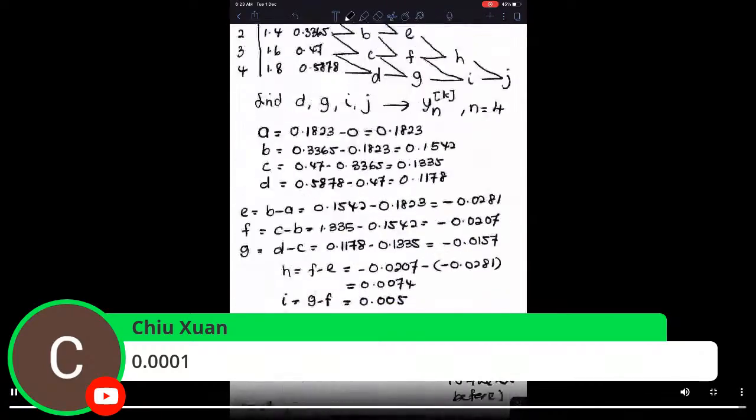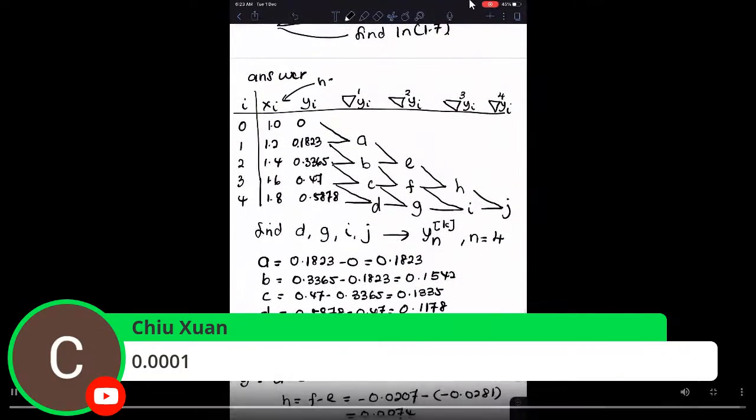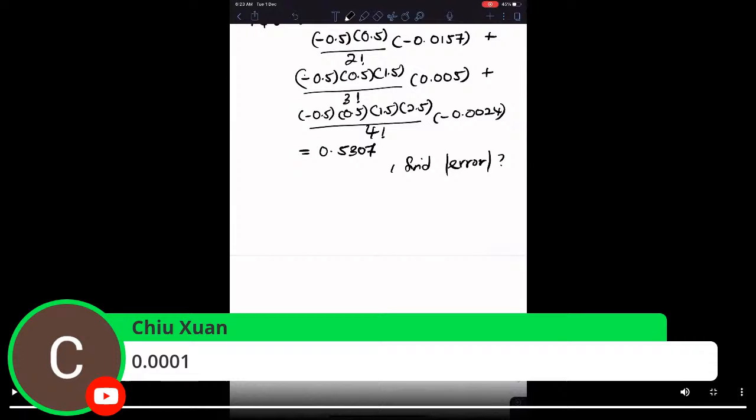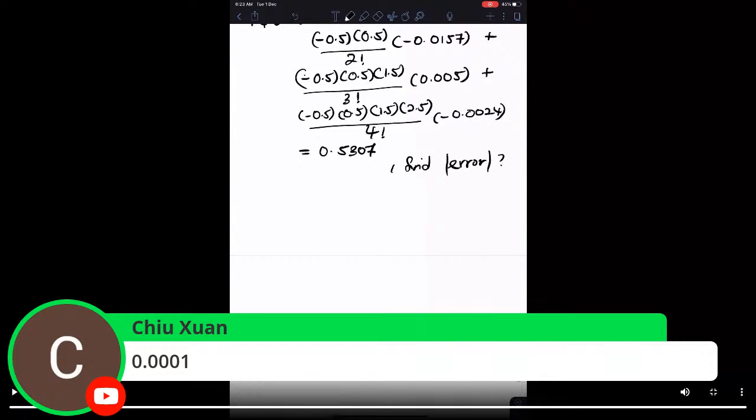So what is the difference between forward and backward again? Forward is used to find the value of missing data early, near to y0. And if the missing data is near to yn, the last data, you need to use backward. My question: if the data is in the center, what should you do?